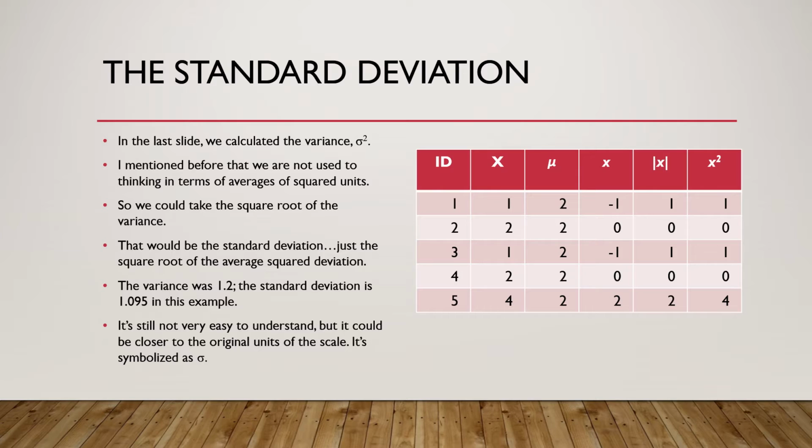One way to correct for that a little bit is to use a standard deviation, and that's where we take the square root of the variance. The variance was 1.2, so in this case the standard deviation is 1.095. But it's still not very easy to understand. But the standard deviation is closer to the original units of the scale. The standard deviation is symbolized as sigma.